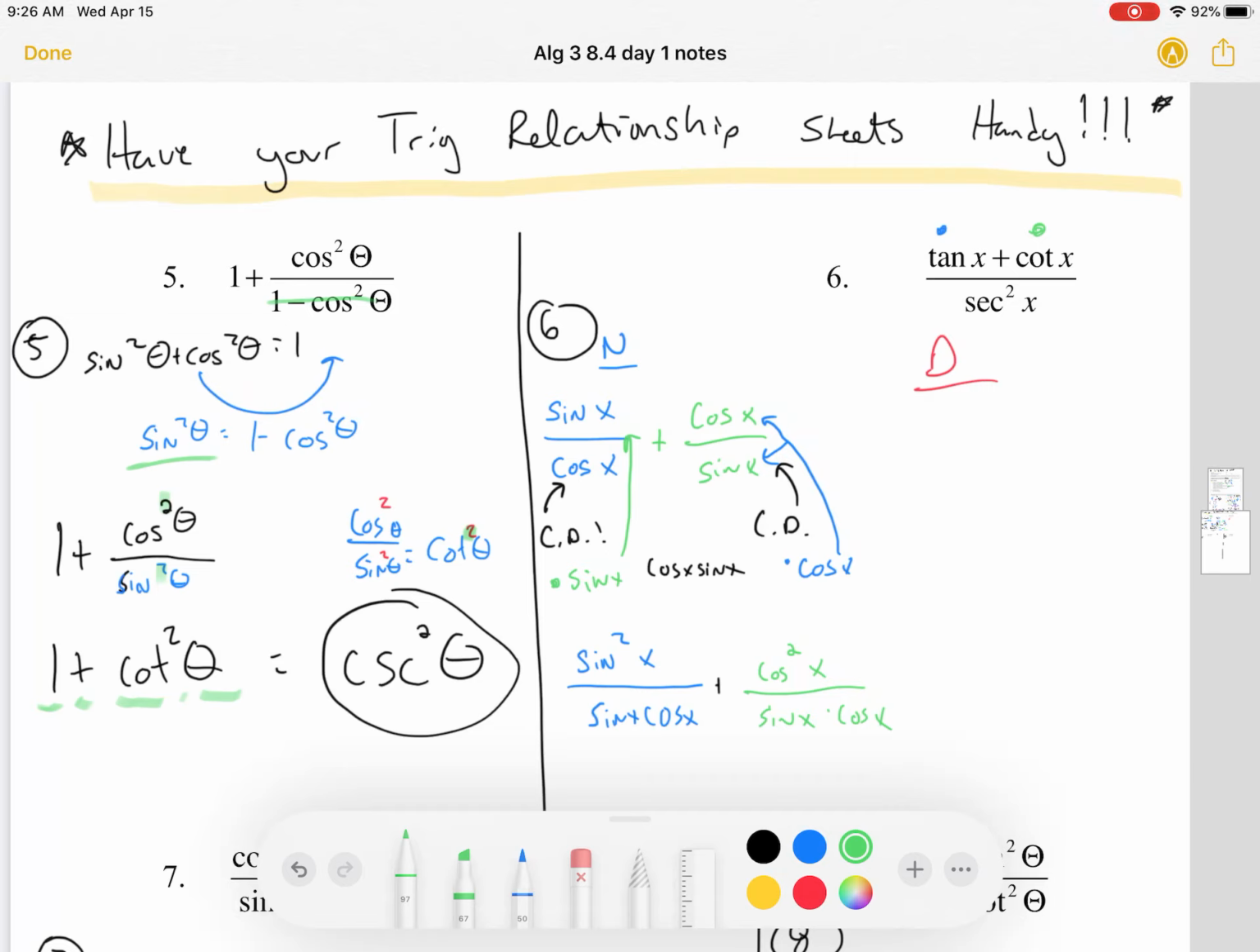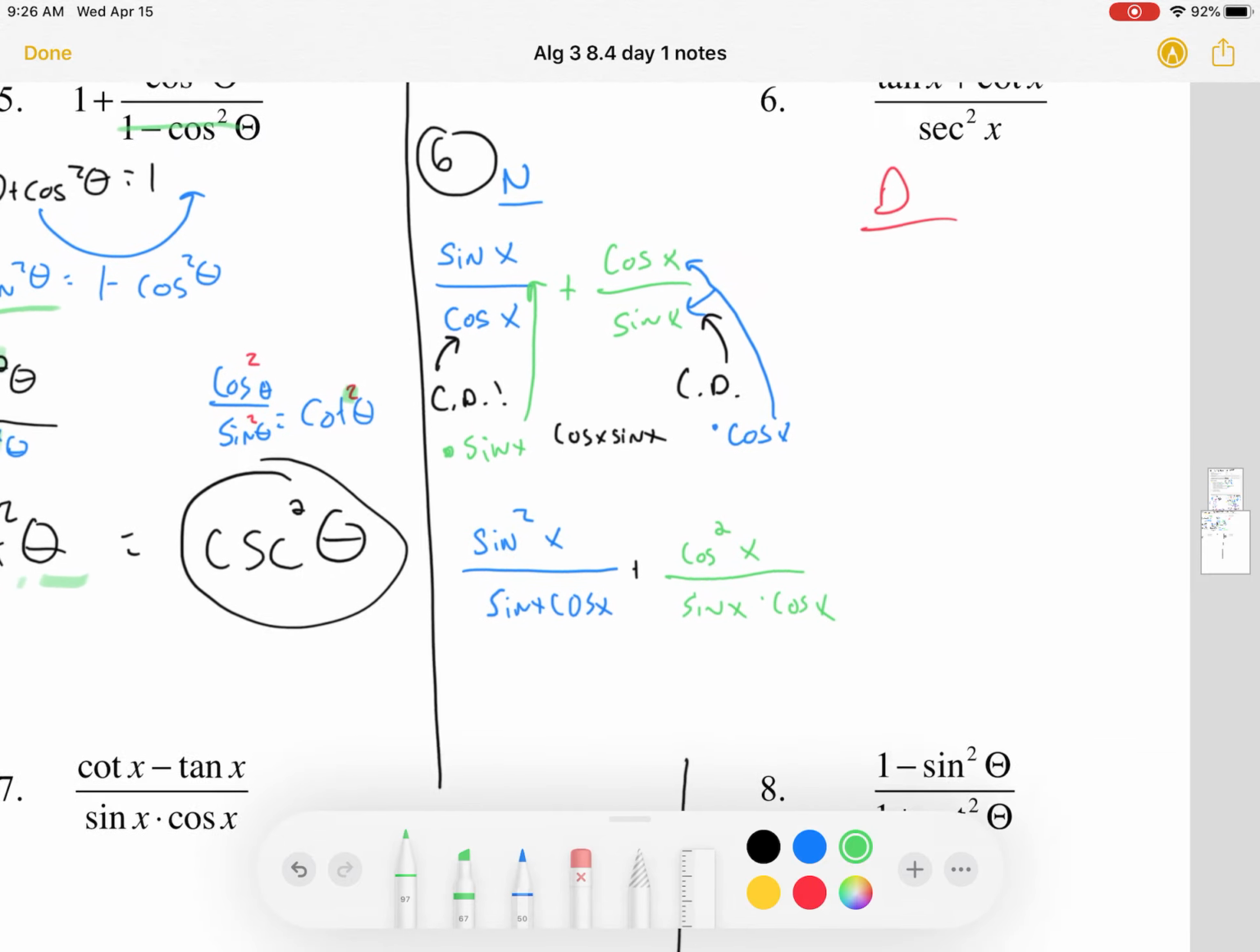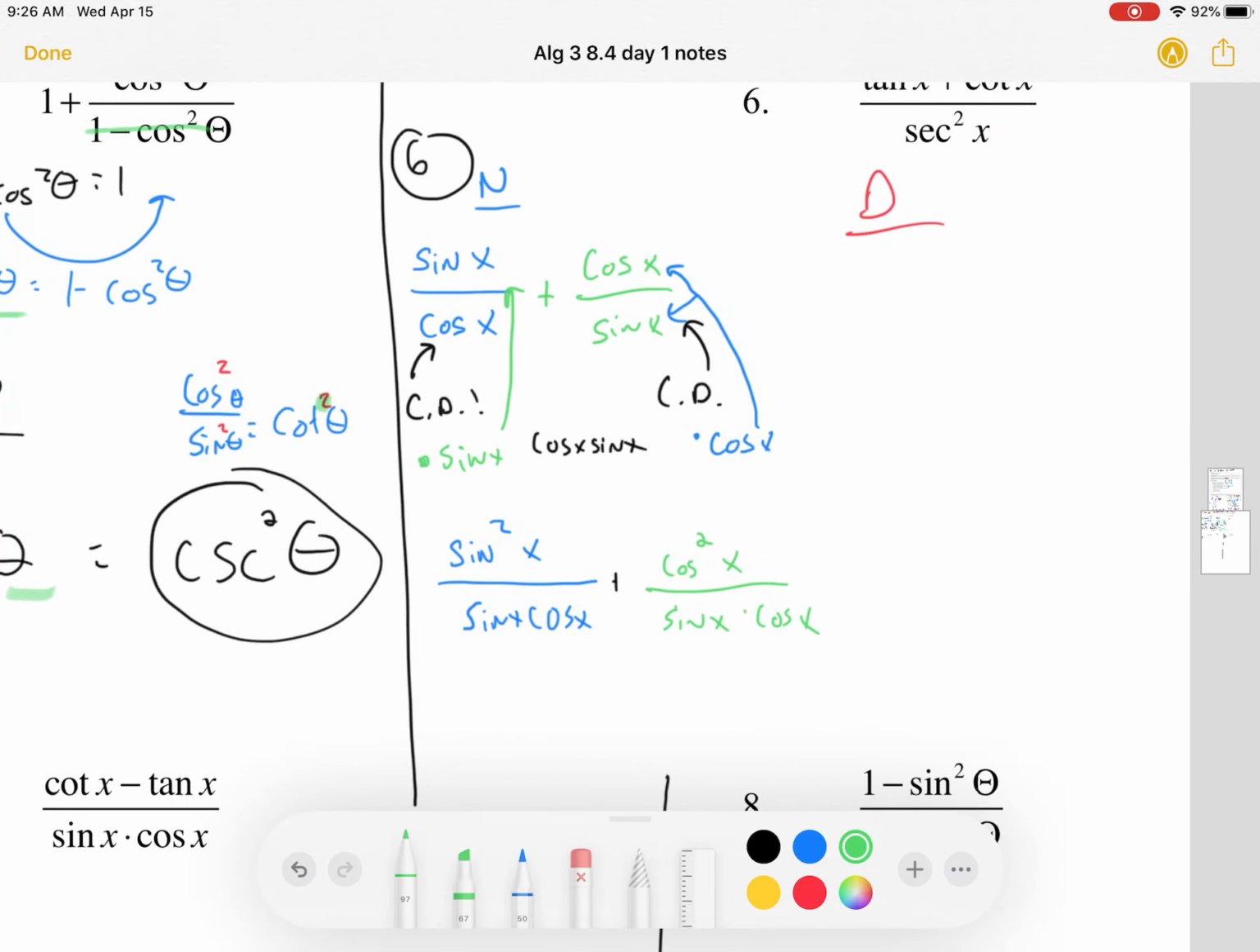Now, I can actually just combine these two together. I'm running out of room here, holy cow. Since these have a common denominator now, this is the same and this is the same, I can combine these two to be sine squared x plus cosine squared x over sine of x cosine of x.